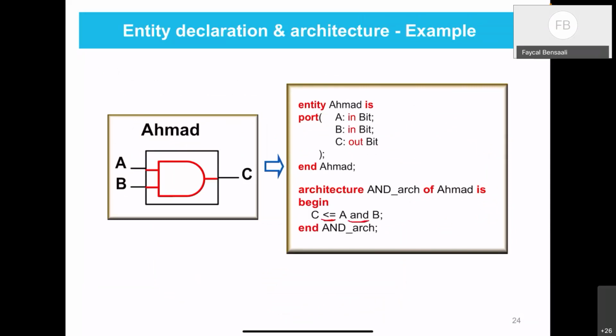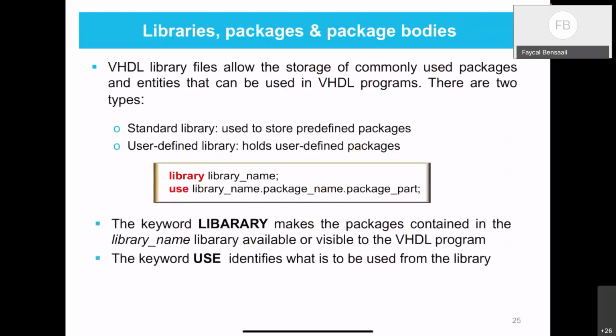So we need to add the library. We need to start to include the library here in the beginning of the code or the description. How do we add a library? Of course, we have standard libraries. You can define your own library. We add the library by using the keyword library and the name of the library. So the library that we will be using in all the labs is basically the IEEE library. It's called IEEE.